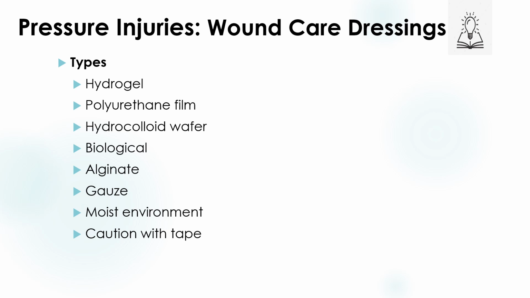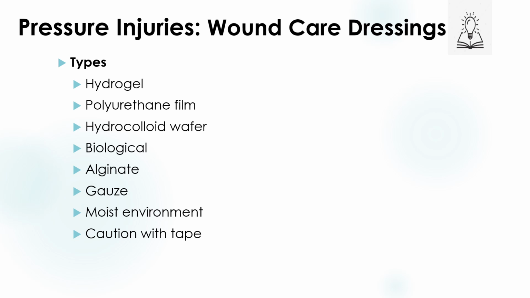Then we have the hydrocolloid wafer. Hydrocolloid dressings contain gel-forming agents within a wafer that provides a moist and insulating environment for wound healing. So they are self-adherent and impermeable to bacteria. So this makes them suitable for clean, uninfected wounds with low to moderate exudate, such as pressure ulcers or minor burns.